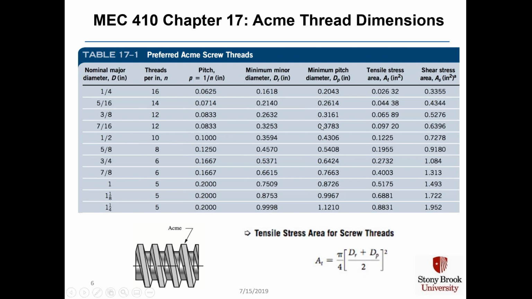In the fourth and fifth columns we have the minimum minor diameter and minimum pitch diameters. And the most important information you get is the tensile stress area, which you use to calculate tensile stress in the thread if you know what the axial force is. And you also are given the shear stress area for the different screw thread sizes, which you would use if you want to calculate the shear stress for a given shear force.